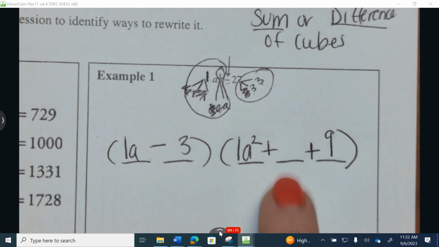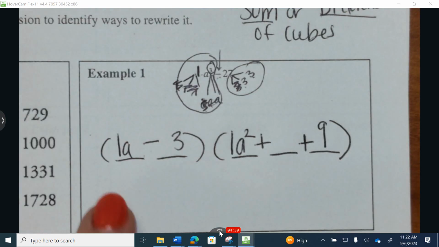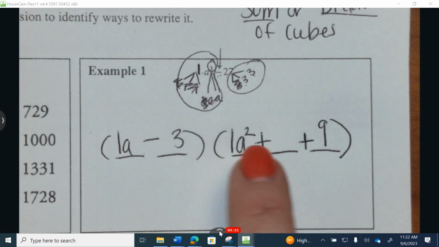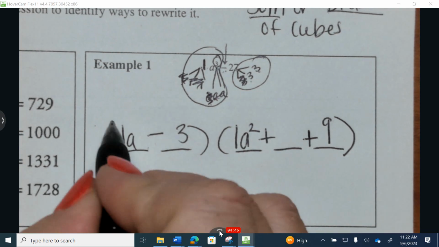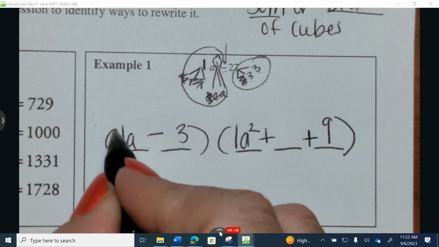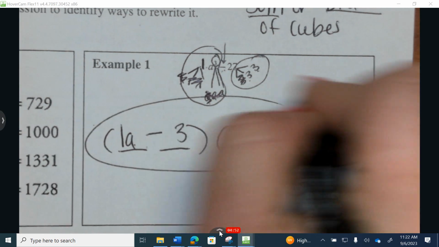Now how do I achieve this last term? It said I'm going to multiply the first 2 terms. These are the first 2 terms. We don't have to worry about a symbol. We've already decided we need to put a plus sign here. So when I multiply, 1 times 3 is 3, and there is an A. This problem is done.